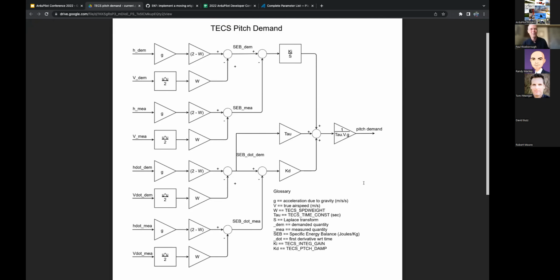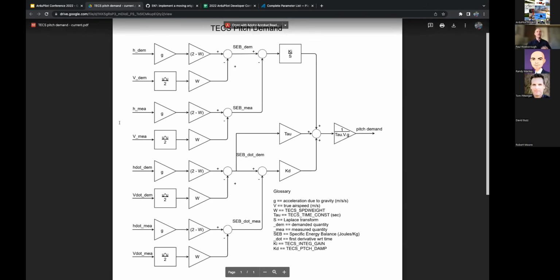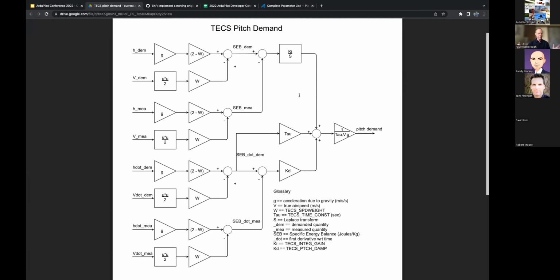So anyway, this is what we do with TECS. What we have with TECS is that we essentially use the concept of energy balance. In other words, the balance between potential energy, which is energy stored in the height of the vehicle, and kinetic energy, which is energy stored in the speed of the vehicle. And the underlying principle that TECS works on is your flight path angle, we call it pitch angle, because we make the assumption that angle of attack is constant, but of course it's not.